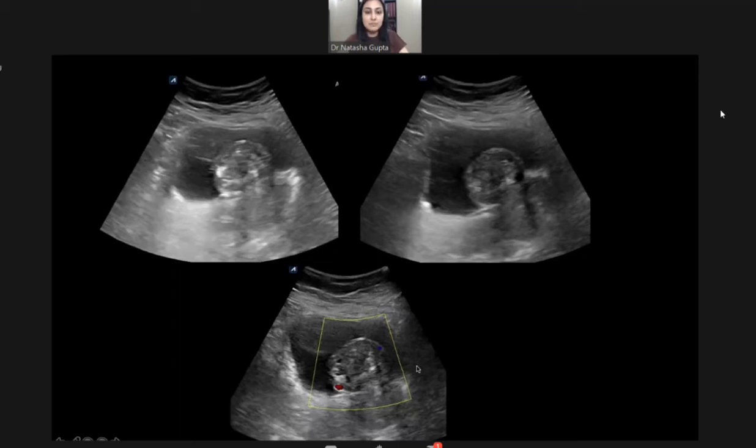On the Doppler images, the mass is not taking a lot of vascularity. It is not a hypervascular mass. This is helpful because one of our differentials was a paraganglioma. So that further goes down because this is not showing up a lot of vascularity.